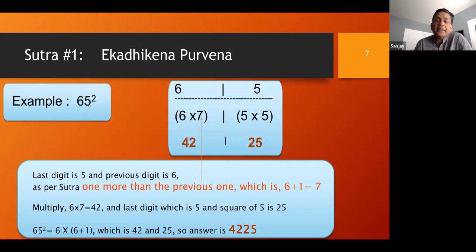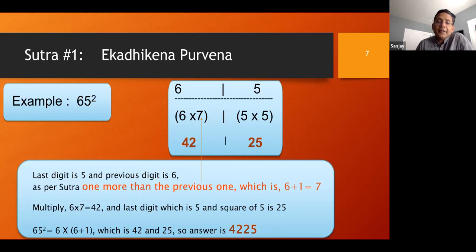So how do you do that? The 65 square, you divide that into two parts. One is 5 square, which is 25. On the right side, you'll just get 25. It's very straightforward. On the left side, it is one more than the previous one, which is 6. One more than 6 is 7. So on the left side you do 6 times 7. It says one more than the previous one for complementary multiplication, right? This works very well with all numbers ending with 5. So your answer will be 6 times 7, which is 42, and the 25 is always constant on the right side. So the answer is 4225. It's very straightforward. You don't need a piece of paper or anything, right? You see the number, you get the answer.